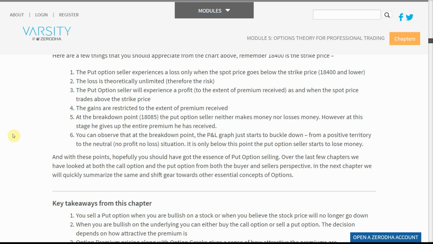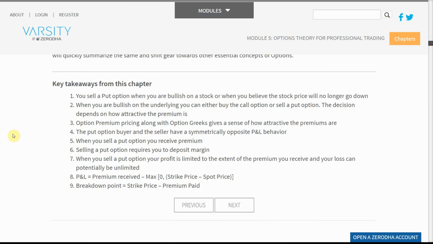Over the last few chapters we have looked at both the call option and the put option from both the buyer and seller's perspective. In the next chapter we will quickly summarize the same and shift gear towards other essential concepts of options. Key takeaways from this chapter.